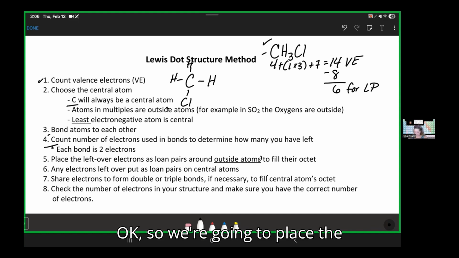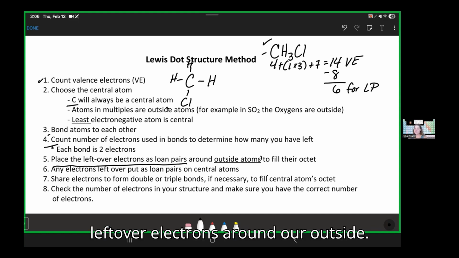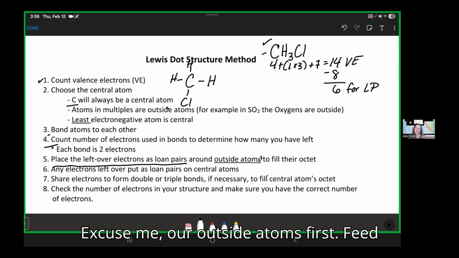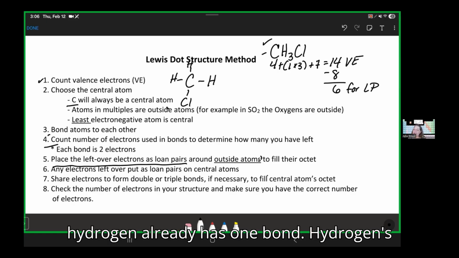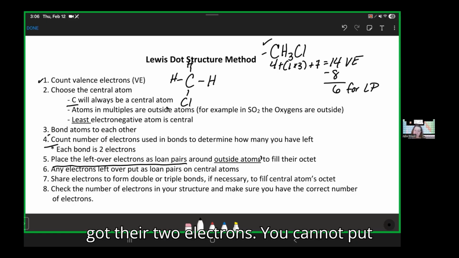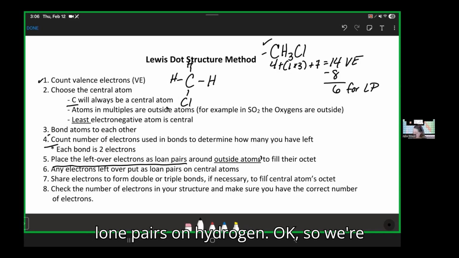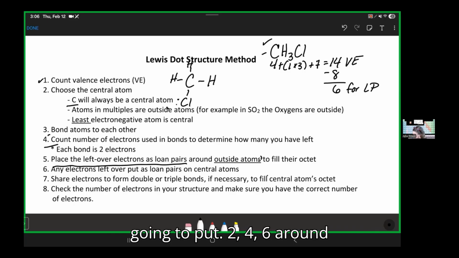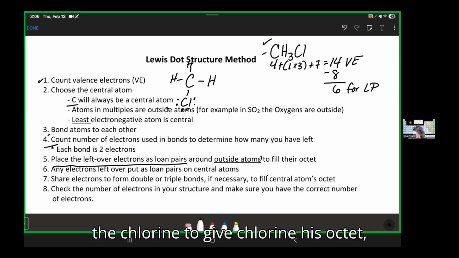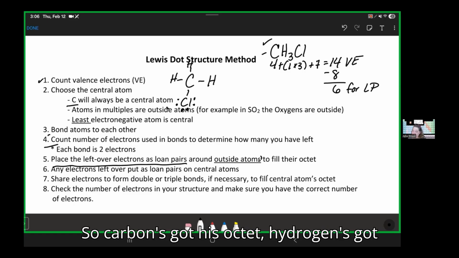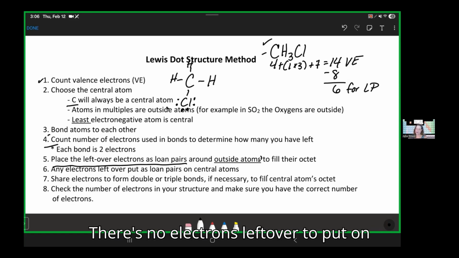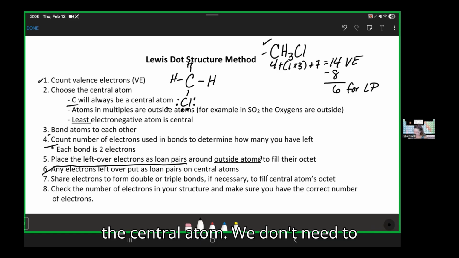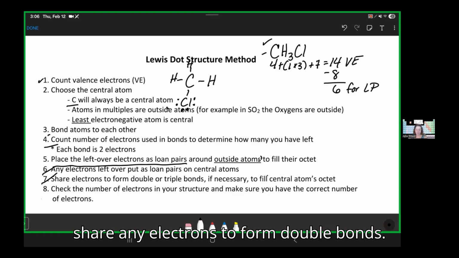Okay, so we're going to place the leftover electrons around our outside atoms first. Feed the kids first. Each hydrogen already has 1 bond, so hydrogen's got their 2 electrons. You cannot put lone pairs on hydrogen. So we're going to put 2, 4, 6 around the chlorine to give chlorine his octet. Carbon already has his octet, hydrogen's got his octet, chlorine's got his octet. There's no electrons left over to put on the central atom. We don't need to share any electrons to form double bonds.